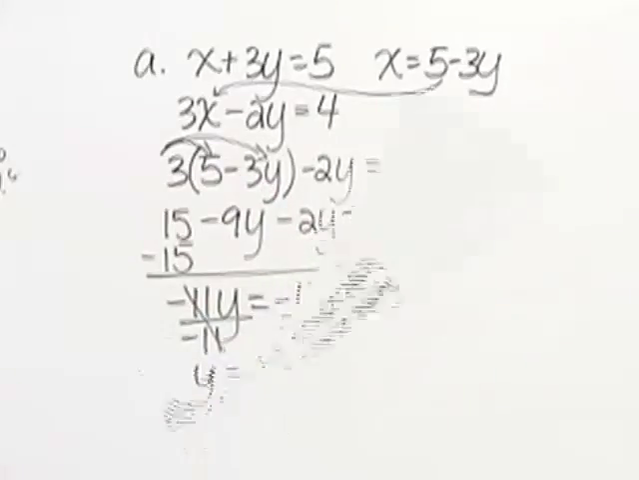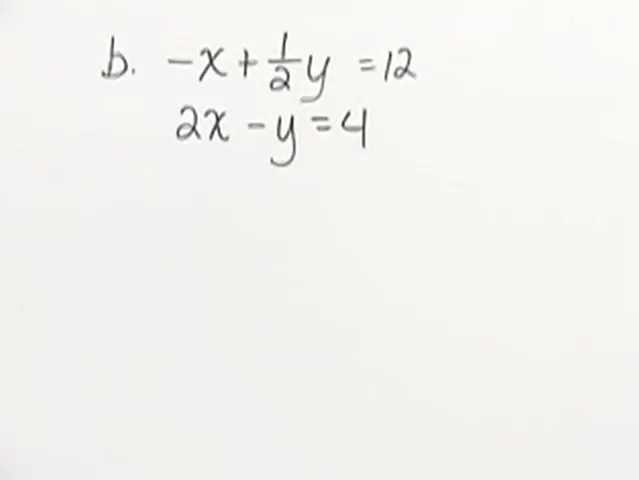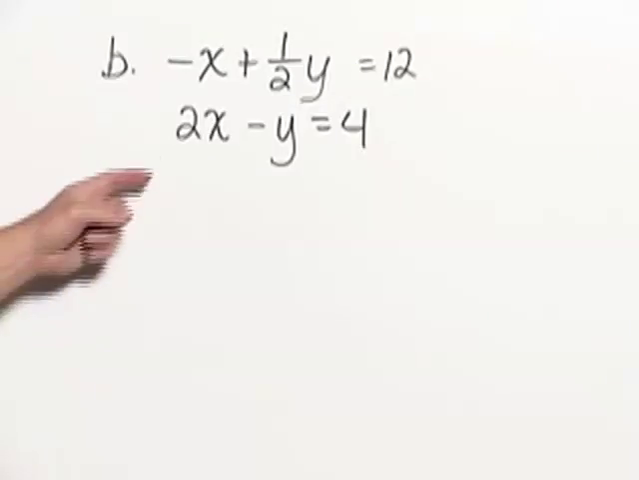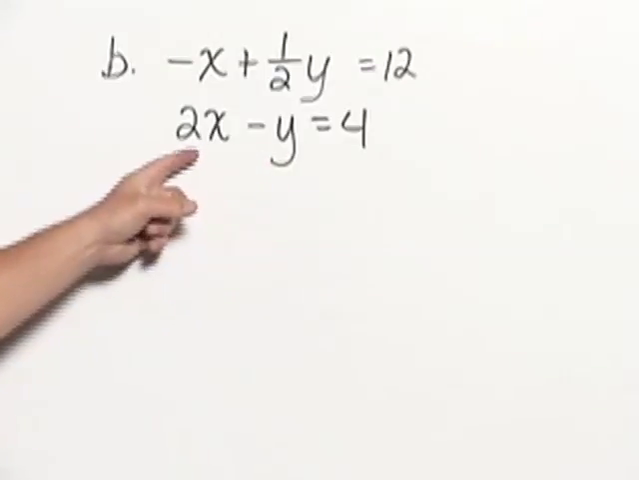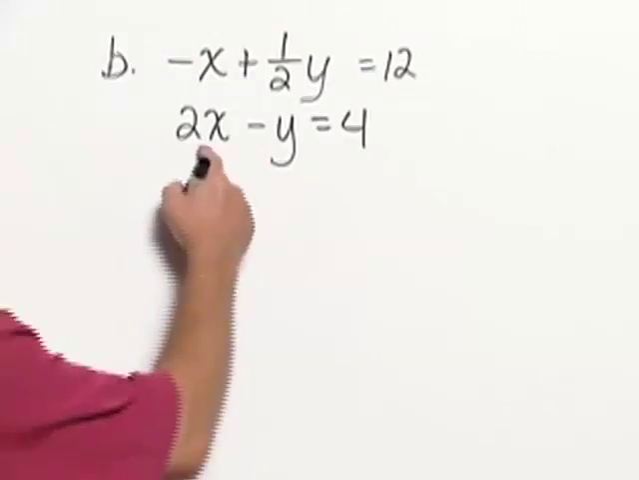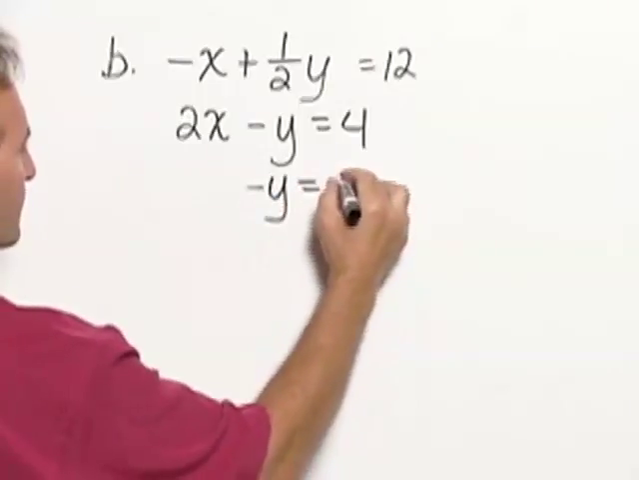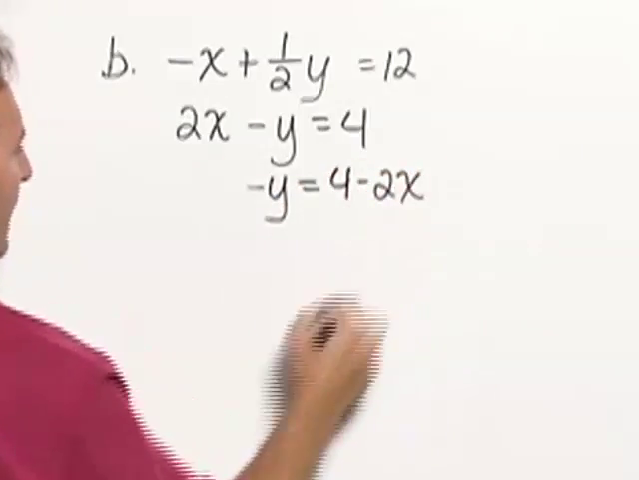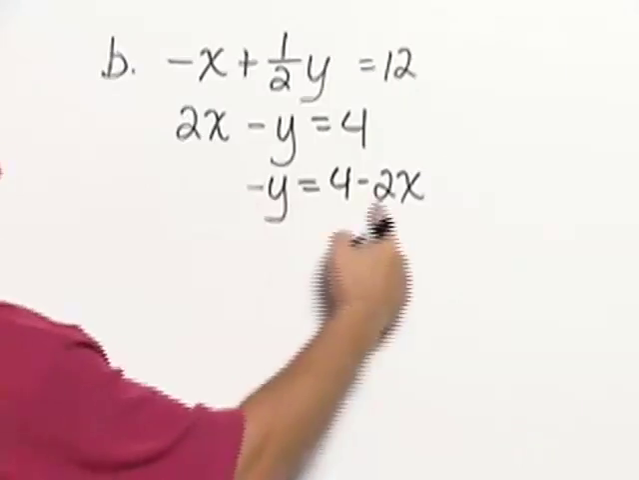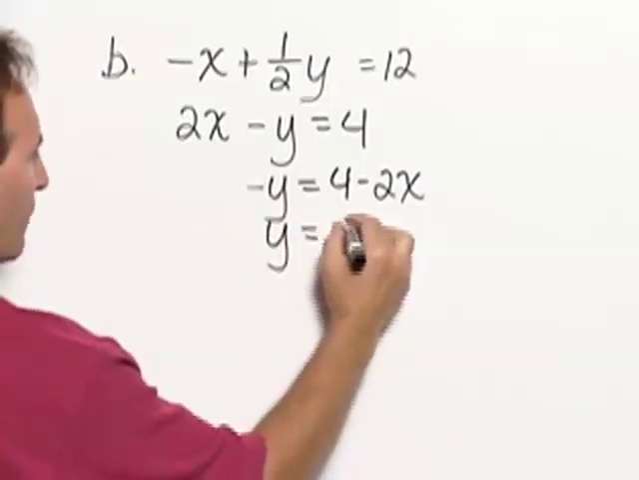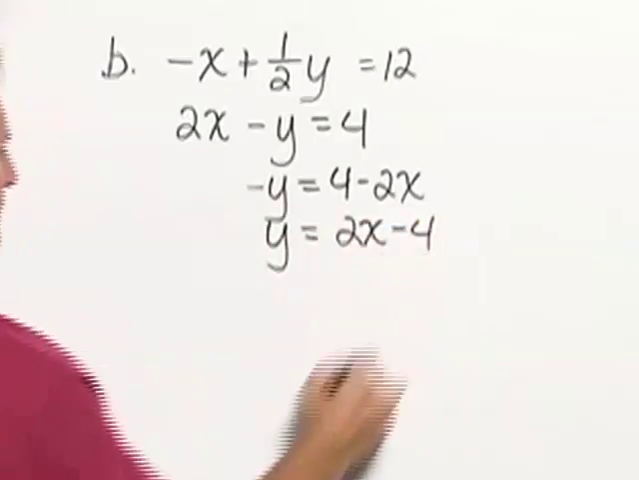For part B, we have the equations negative x plus 1/2 y equals 12 and 2x minus y equals 4. Let's solve the second equation for y in terms of x. We subtract 2x from each side. We have negative y equals 4 minus 2x. Multiplying both sides by negative 1, we get y equals 2x minus 4.